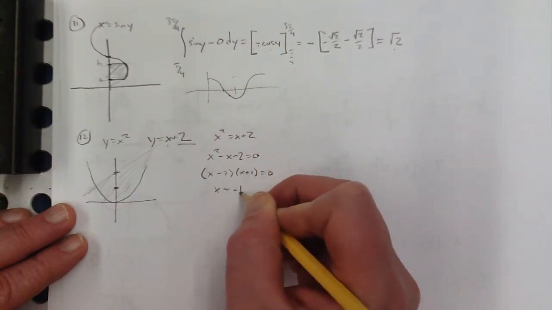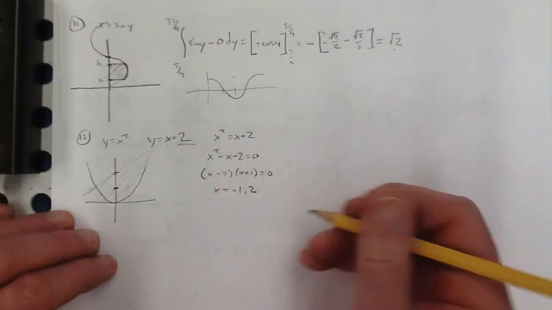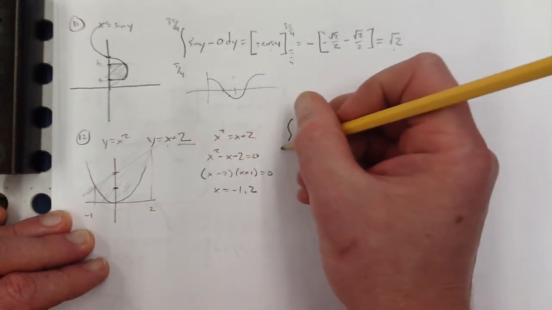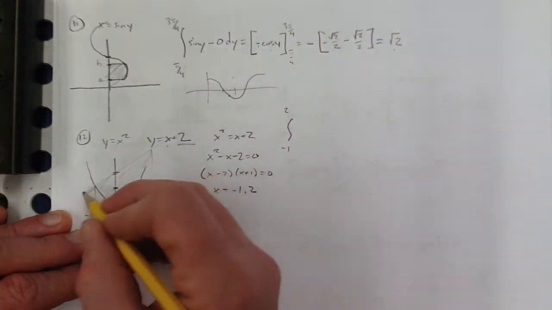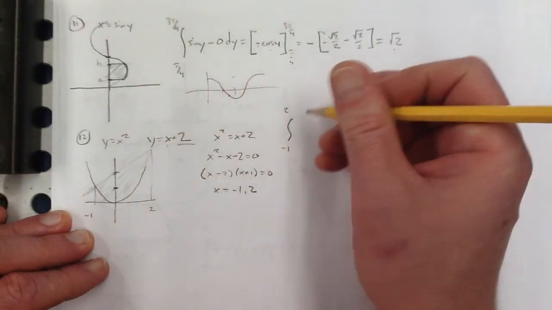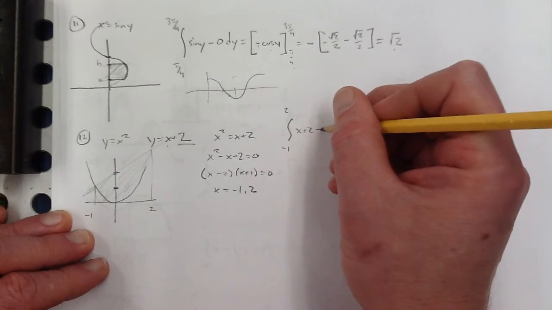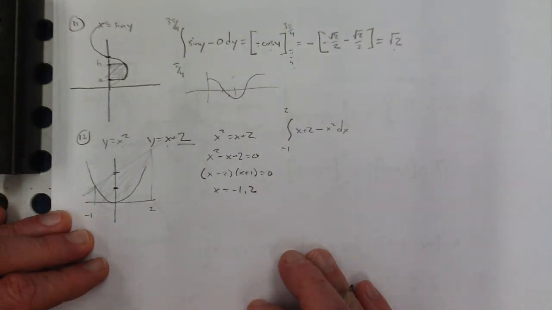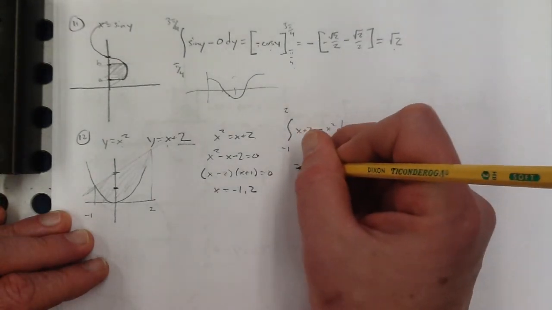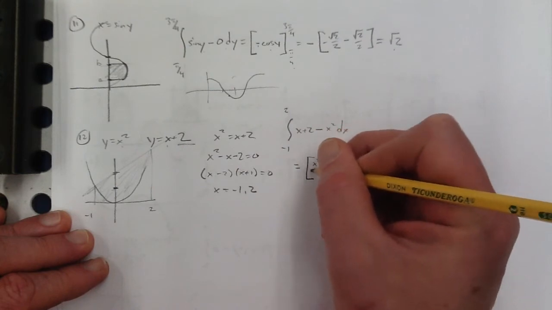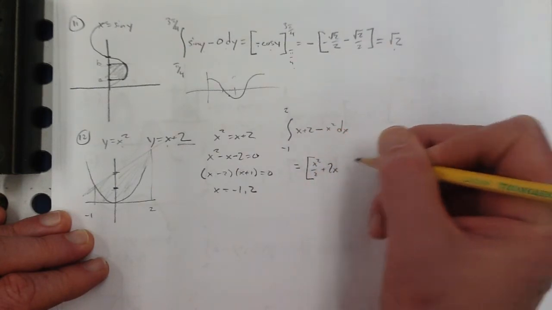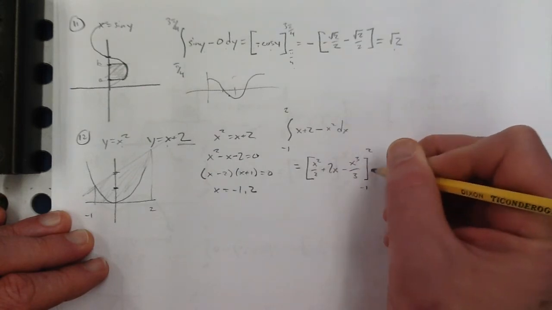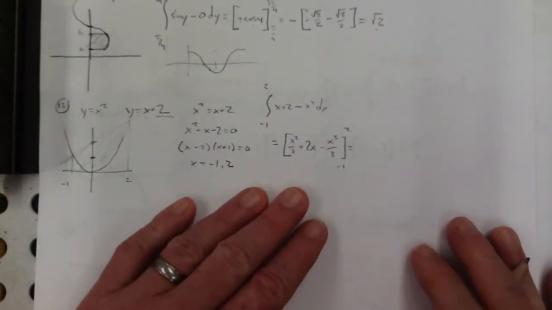Such a bummer when you know how to do all the calculus but your algebra can't get it done. So it looks like I want the integral from -1 to 2 of who's on top. X plus 2 is on top, minus x squared is on the bottom. All right? So that is the antiderivative of x, antiderivative of 2, antiderivative of x squared. All right, looks like we're going to have some fun math to do here.